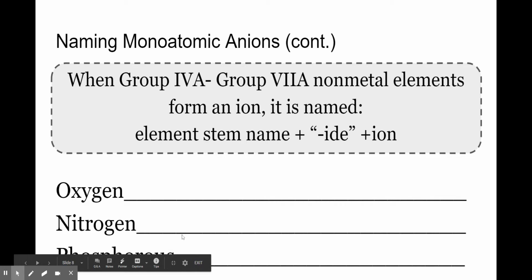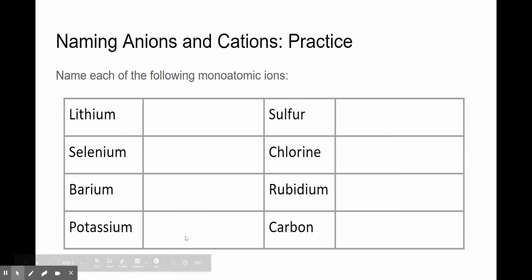So we have examples of mixed ones. You need to tell what they're going to do. Are they going to be positive or negative? And then you need to name them.